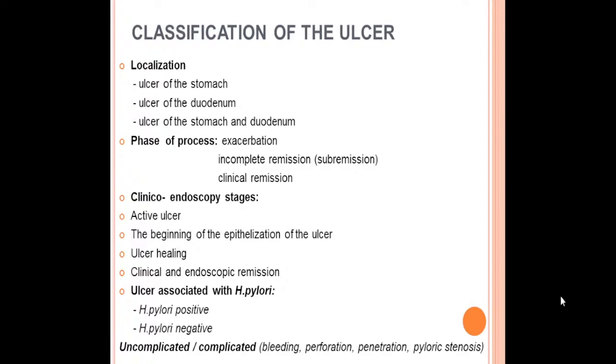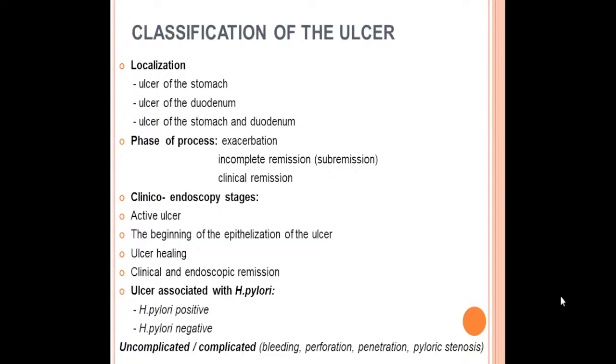Classification of the ulcer. This classification is not from an international society; it is a working classification recommended in different textbooks. One characteristic of peptic ulcer disease is localization. An ulcer may be localized in the stomach, or in the duodenum, or in both organs, the stomach and duodenum.